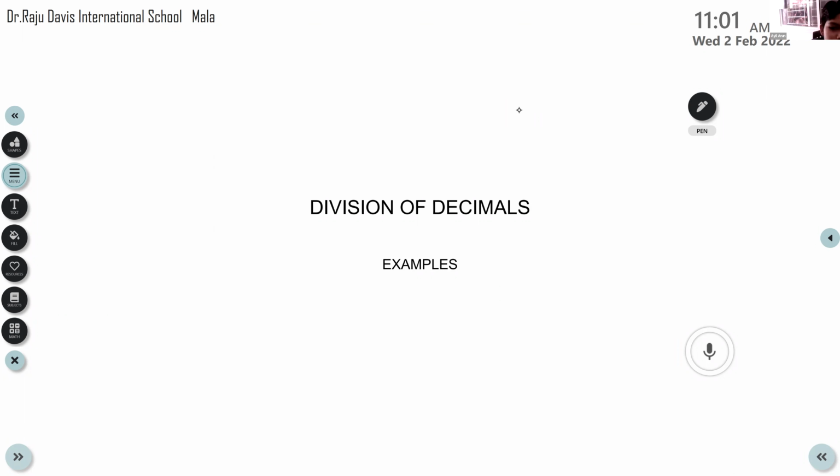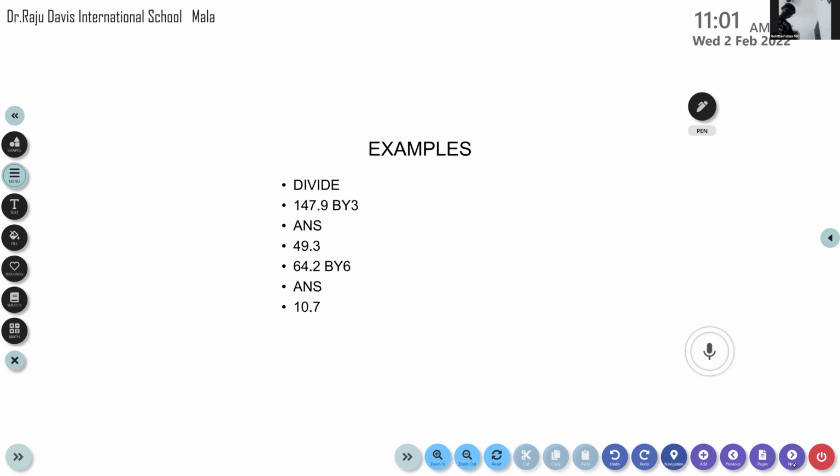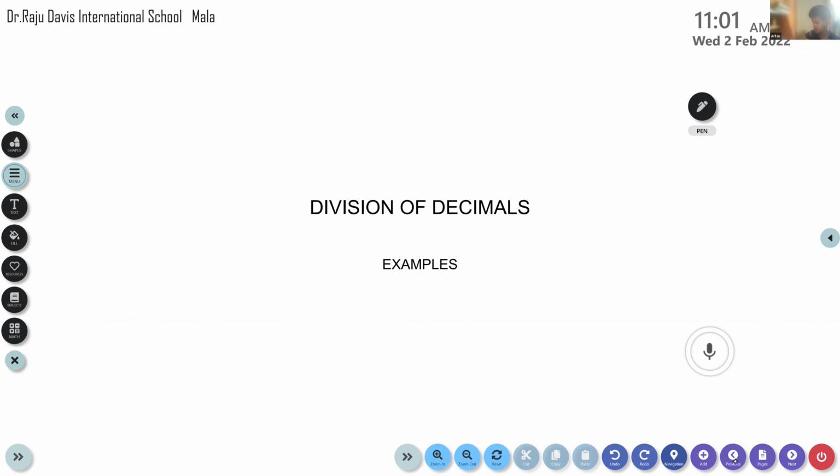Ma'am, now don't give boys' turns, give girls. Yes. Yes, ma'am. No, no, don't give boys chance, give girls. Yes, division of decimals. Don't say the answer. You can do that. The heading. No, not the heading. My answer is the division of? Division of decimals.